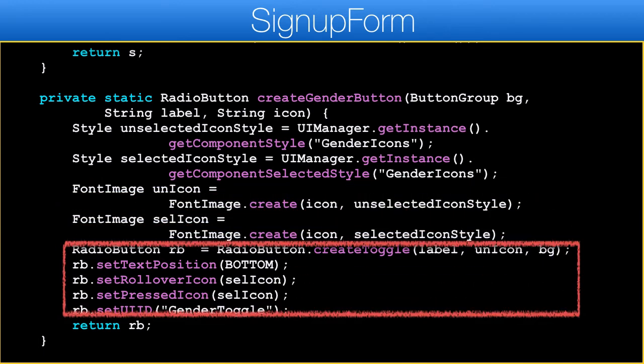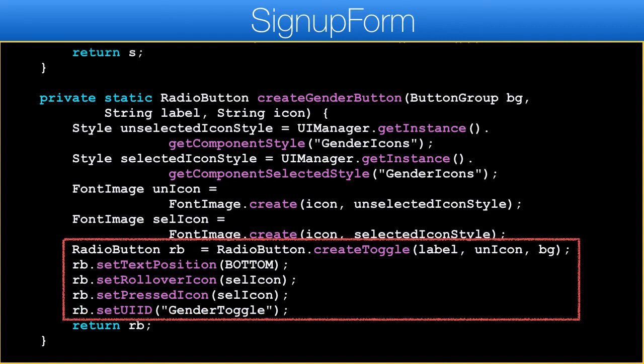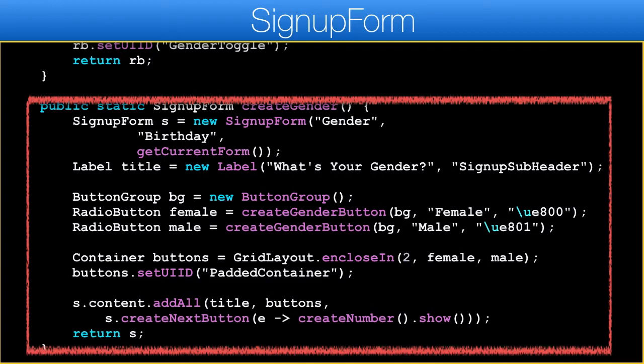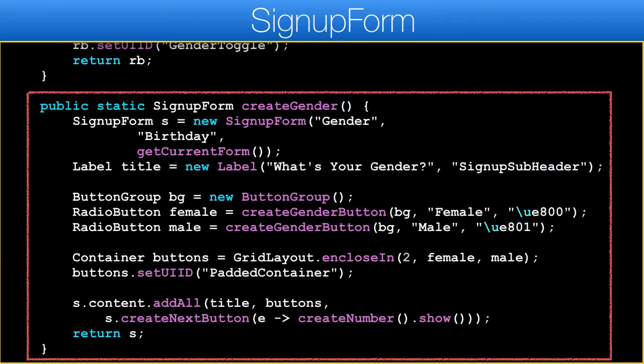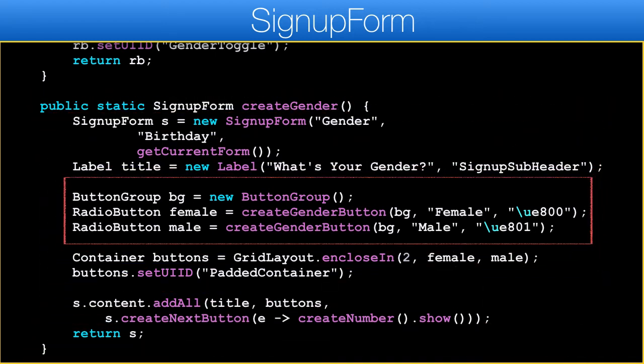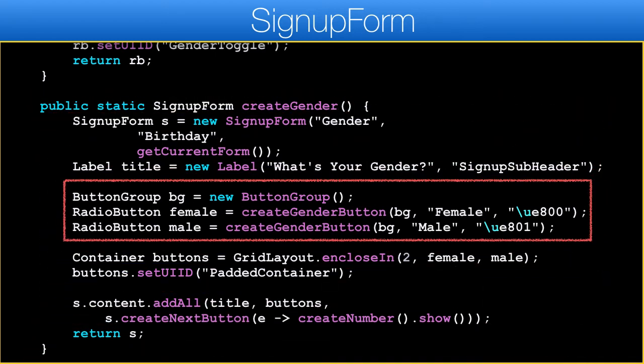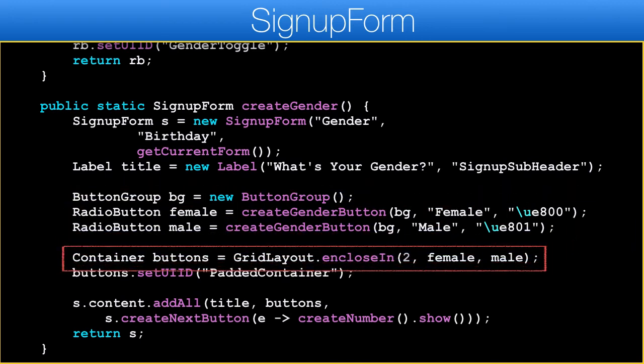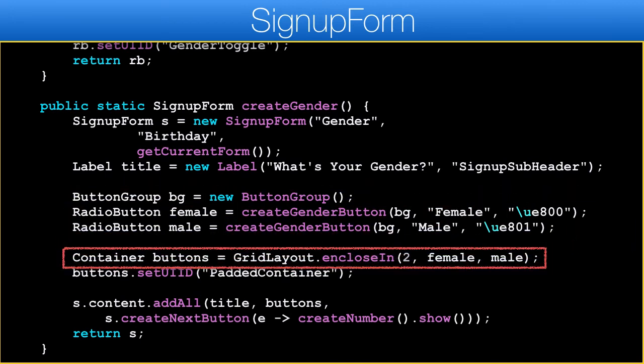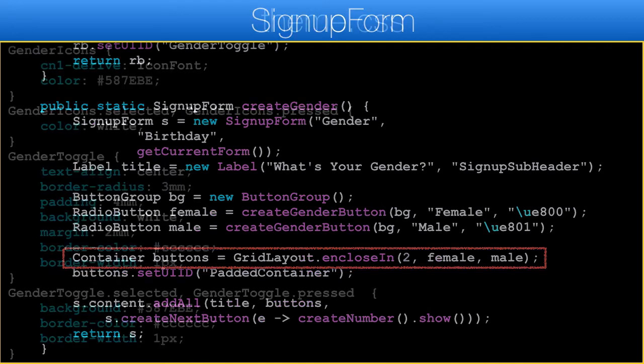Here we create the radio button and set the text positioning. A radio button belongs to a group and only one member of the group can be selected. That's mostly simple boilerplate code. The form code is even simpler. We use button group to tie two or more radio buttons together. Only one of the radio buttons in a group can be selected. Grid layout gives both buttons the exact same size.